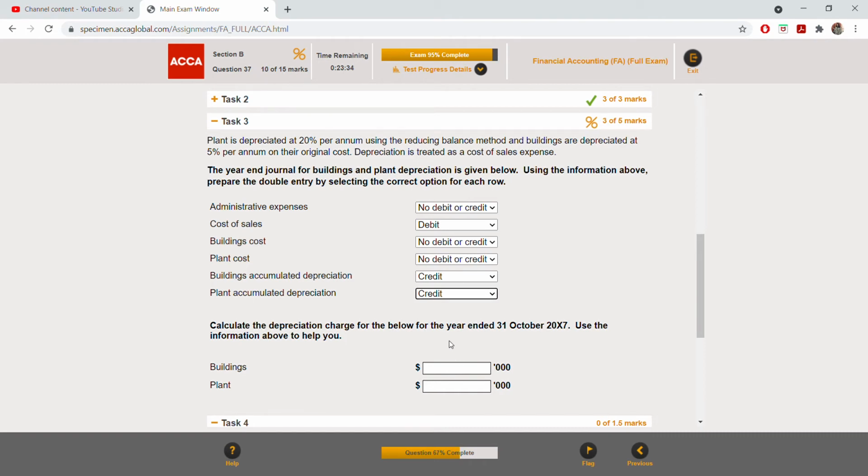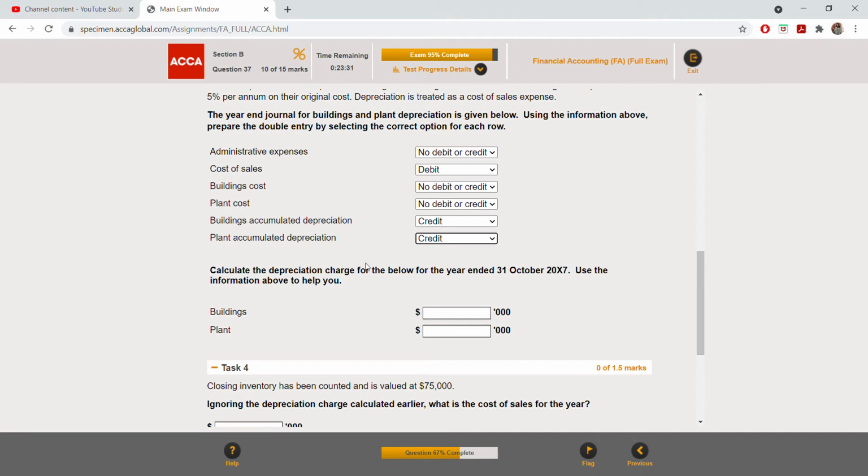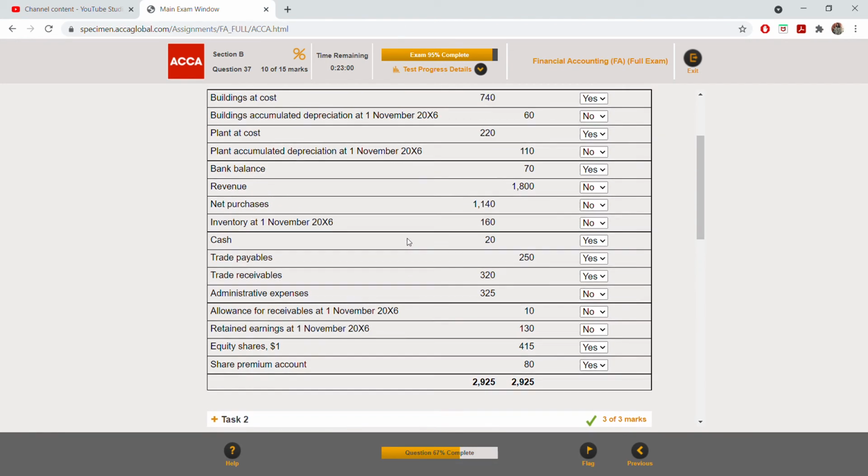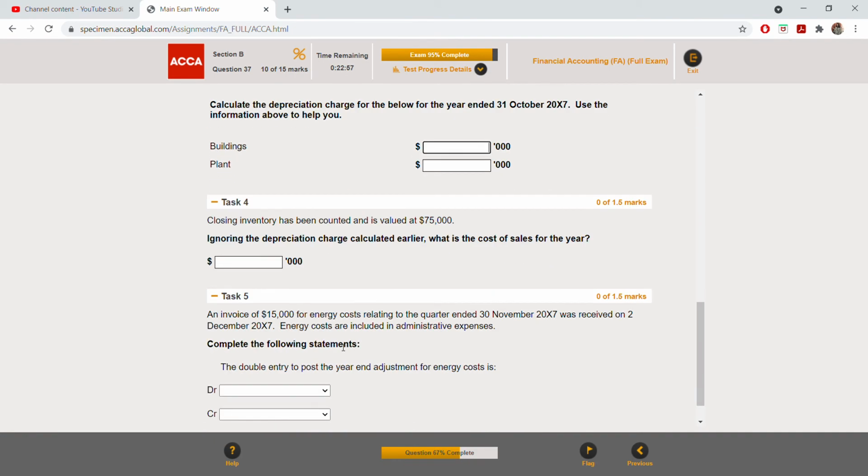Okay. Next. Calculate the depreciation charge for the below for the year ended 31st October using the information to help you. Building and plant. How much for the building? You need to work out. So for building, buildings are depreciated 5% original cost. What was the original cost? Again, we need to go here. Building was 740. So on that 5% you take, that will be the depreciation, which will be 37. Just write 37 because already in thousands. And next.